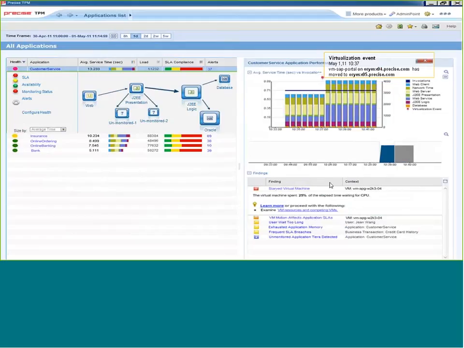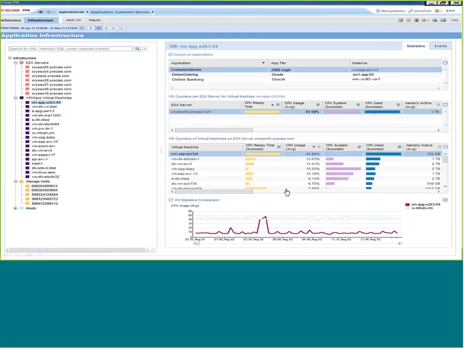We also are able to detect contention. Contention is different than utilization. We're actually showing when maybe a noisy neighbor is impacting your guest VM in context of the customer service application. And so now I'm able to drill in and get information, and I can actually see the 2 VMs that are contending, in this case, for CPU resources.